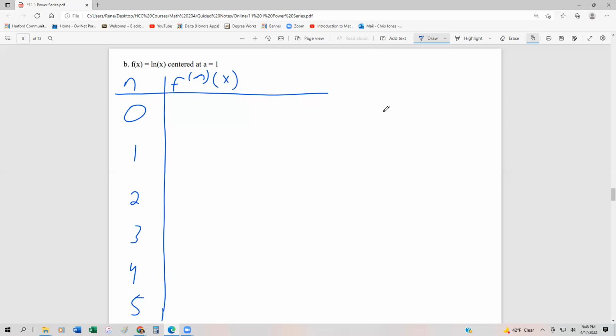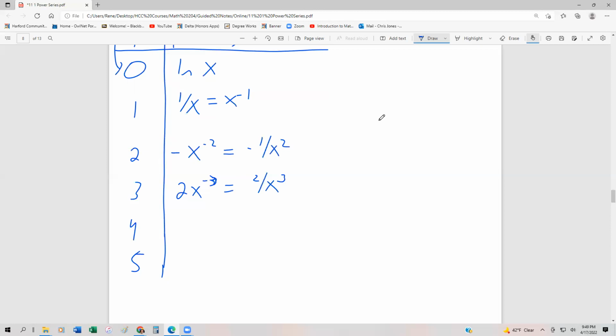And so remember, the original function is always going to be the 0th derivative. We know that the first derivative of ln is 1 over x, which is the same as x to the minus 1. And we're going to keep it like that as we find the successive derivatives. Next derivative is going to be minus x to the minus 2, which is the same thing as minus 1 over x squared. Third derivative is going to be 2x to the minus 3, which we're going to write as 2 over x cubed.